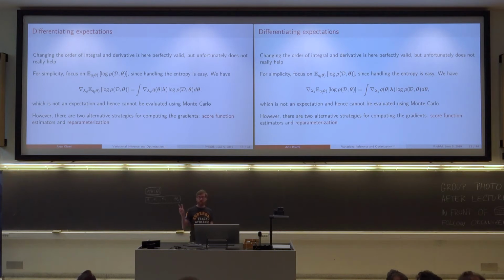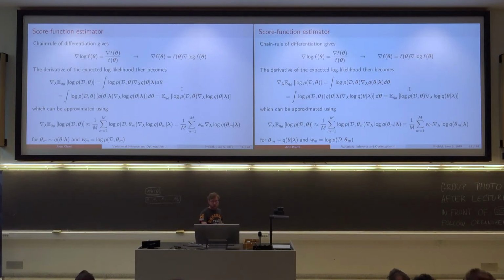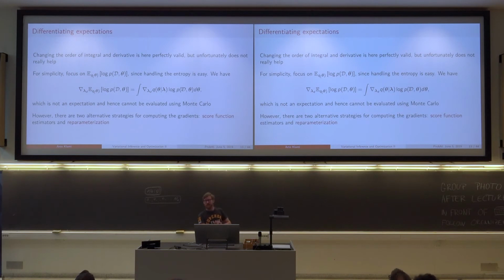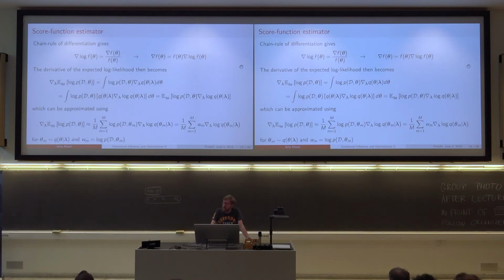But there are two ways of converting this into something we actually can compute using Monte Carlo. They're called the score function estimator and reparametrization. I start with the score function estimator and then move to the reparametrization. The score function estimator, unfortunately, the derivation of that is somewhat technical. I don't think there are probably intuitive explanations for this. I decided to put here the purely technical derivation.